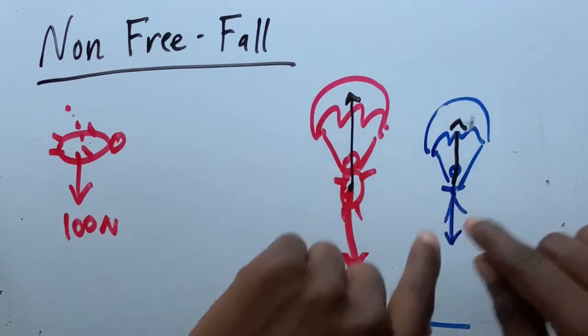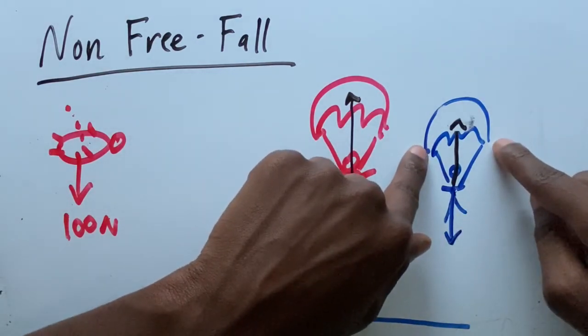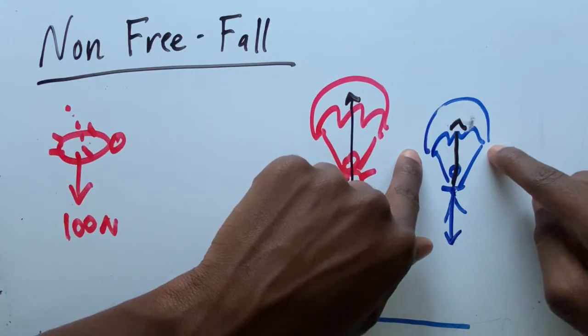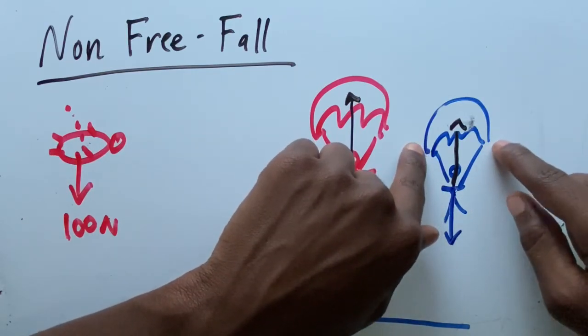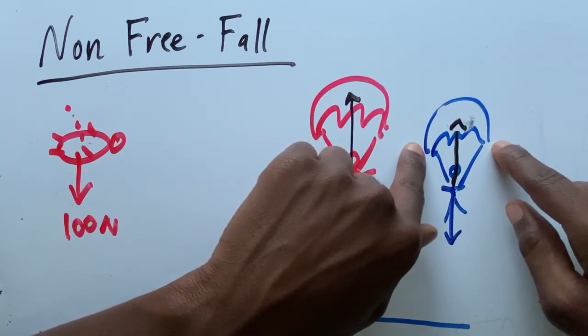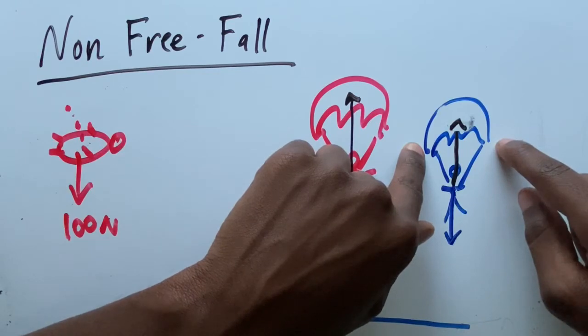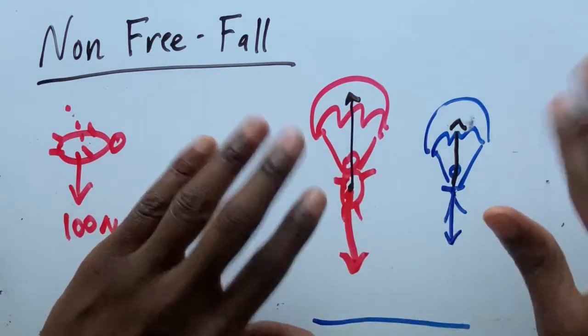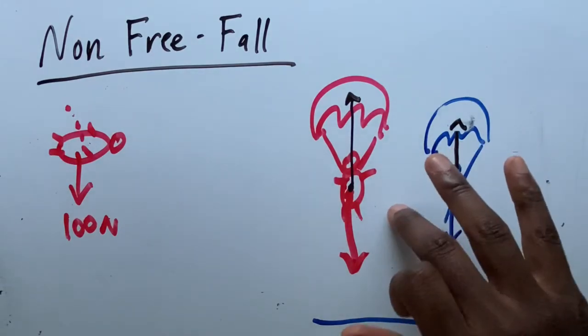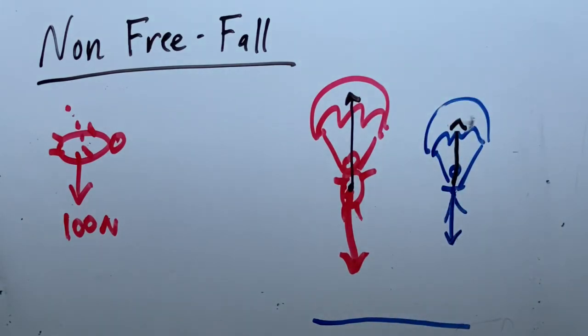Because if you think about it, if the lighter person pulls his parachute out, since this person's a lot lighter, the air resistance required to slow him down will not be as much. So he will not reach the same terminal speed that this person will reach. So all that just to say, the heavier person's going to reach the ground faster.